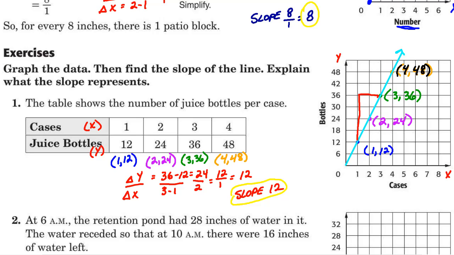We would get that same slope if we went from here all the way to there. Our delta of y would be from 48 to 12, which is 36. And our delta of x would be from 4 to 1, which is 3, and 36 divided by 3 is 12 to 1, which simplifies to our slope of 12.